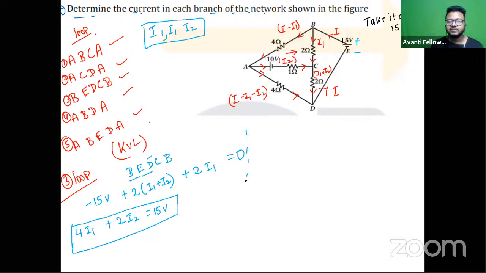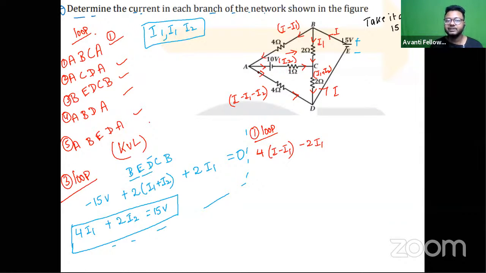Okay, fine. So let us try to use the other loop. Let me take the first loop. Let's write the KVL for the first loop. The first loop is A, B, C, A. From A to B, we are going opposite to the direction of current, so we'll write plus 4 multiplied by I minus I1, right? Then from B to C, we are going towards the current, so we'll write minus 2I1. Towards the current, we write minus.